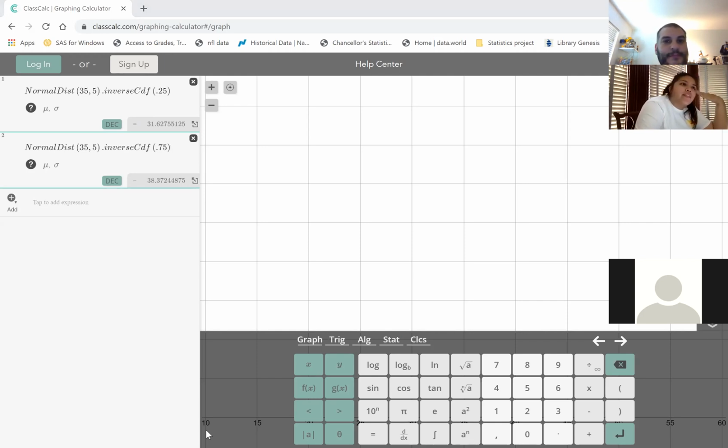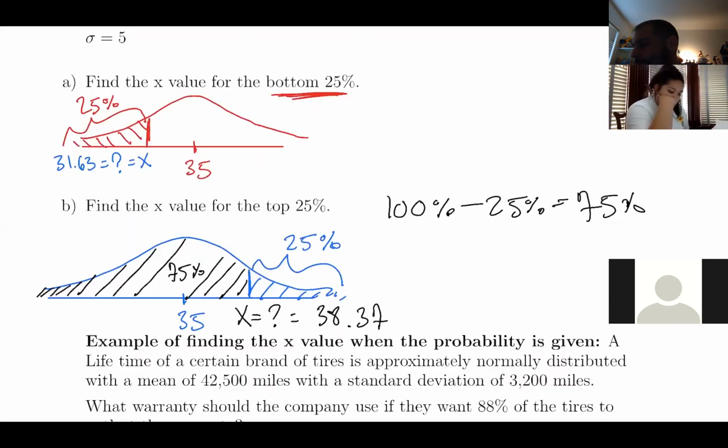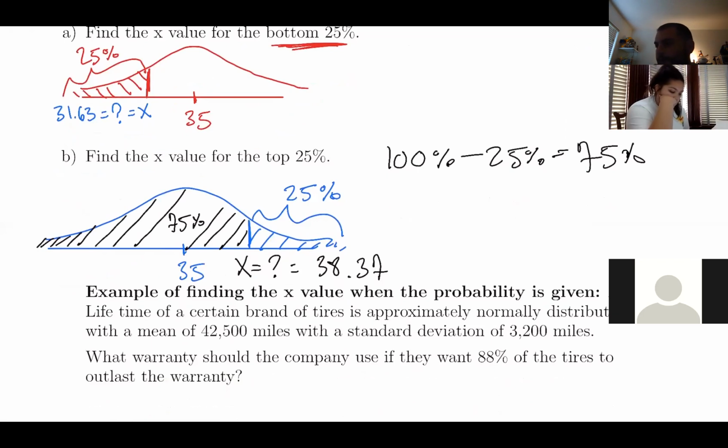Wait, why is it 38.37 if you need to find the top 25? All right, let me go back. So you're saying why is it 38.37? Yeah. Why is that the answer? Wouldn't you subtract that by 100 because you're trying to get the top 25%?